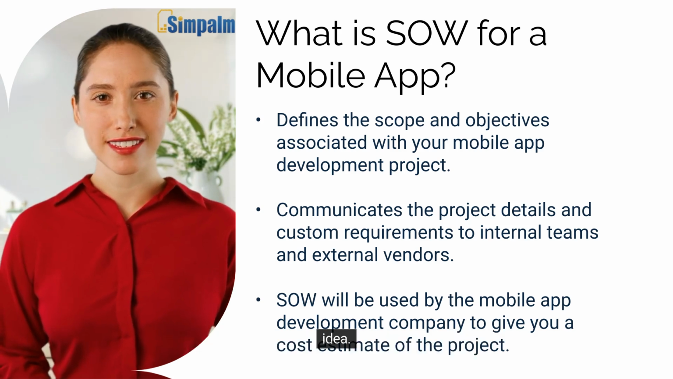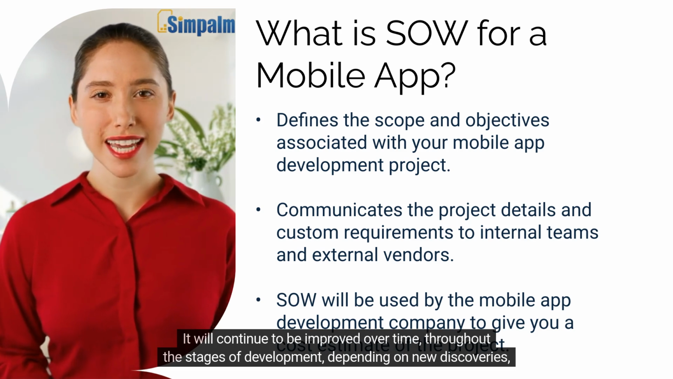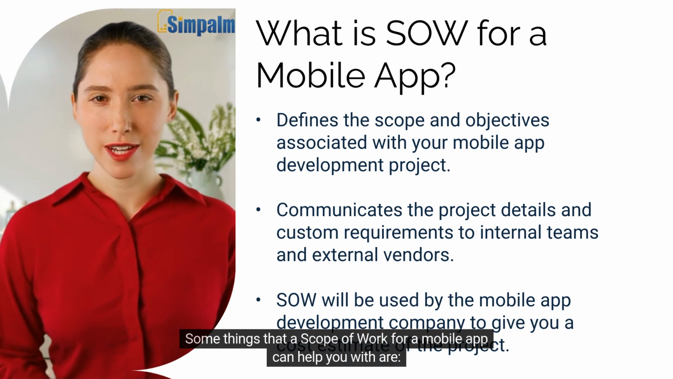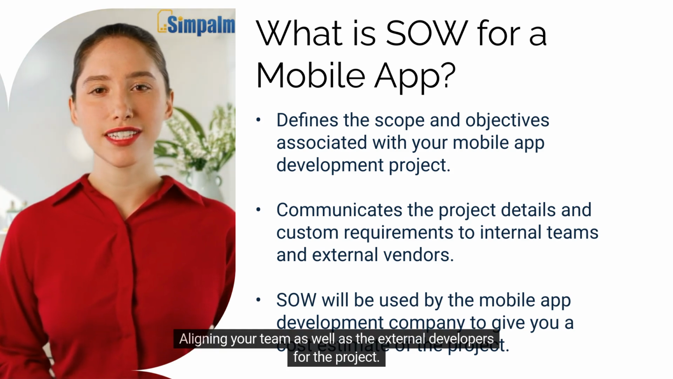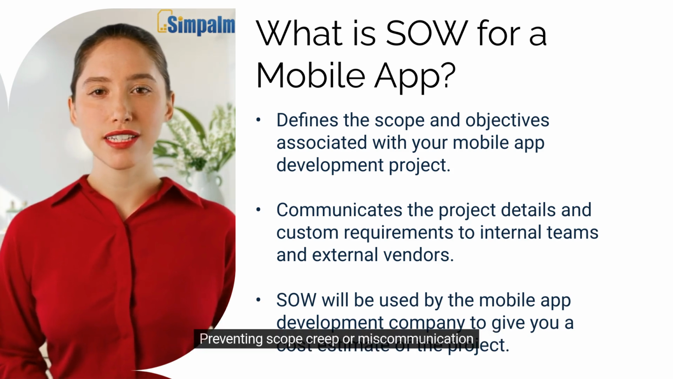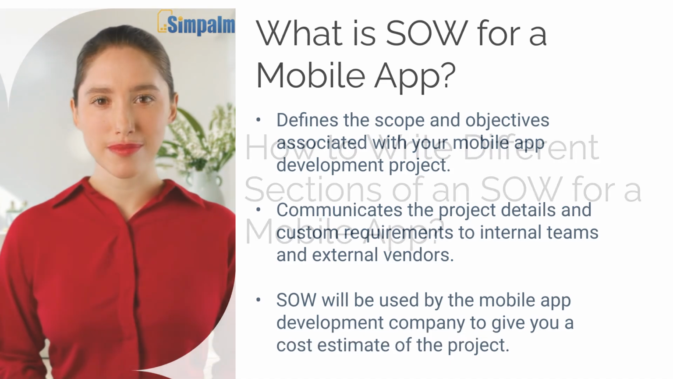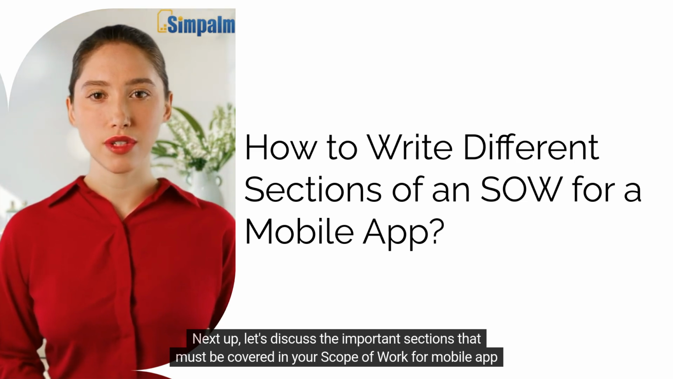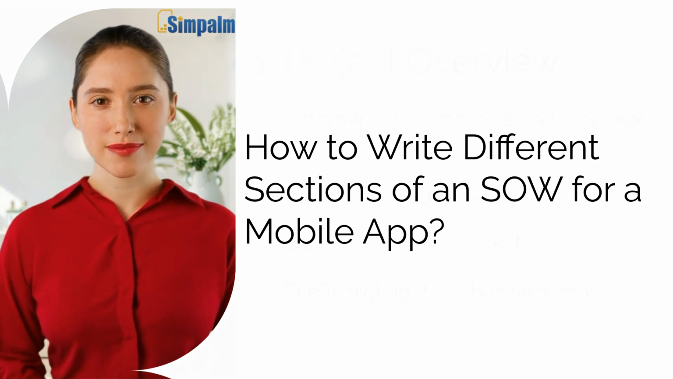Such a document must be created by you or your team if you seek a mobile application to be built on an idea. It will continue to be improved over time throughout the stages of development, depending on new discoveries, requirements, or expectations. Some things that a scope of work for a mobile app can help you with are aligning your team as well as the external developers for the project, preventing scope creep or miscommunication, estimating the accurate time and cost of development. Next up, let's discuss the important sections that must be covered in your scope of work for mobile app development and how you can write them.